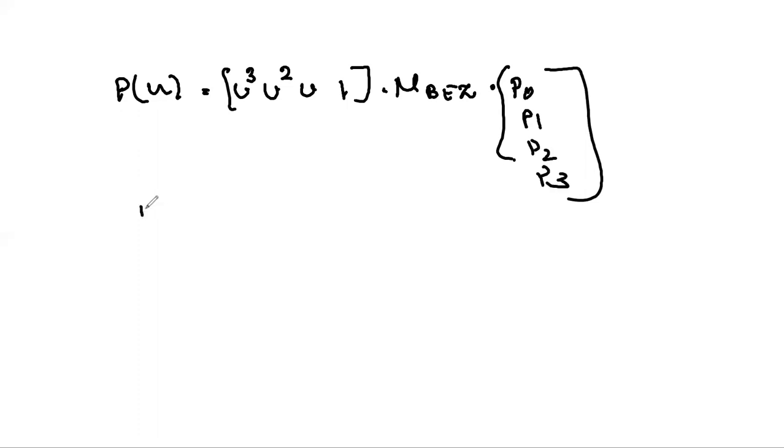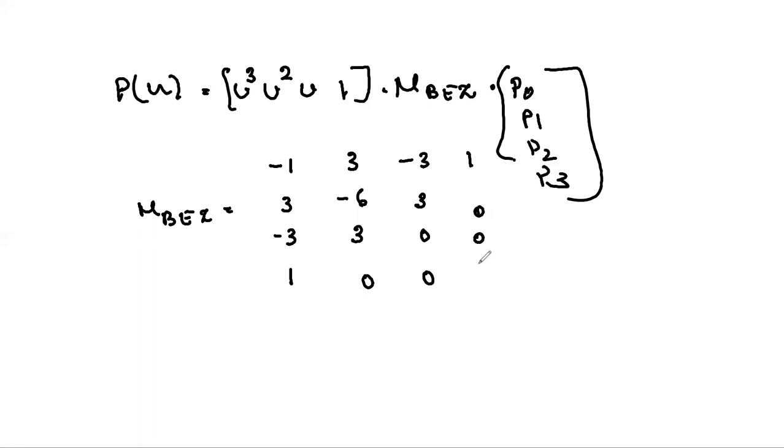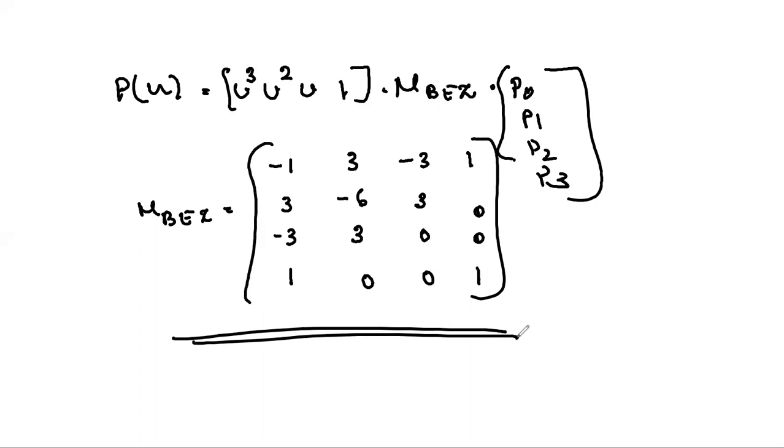So I'll say M Bezier, that is the matrix, which is equal to minus 1, 3, minus 3, 1, 3, minus 6, 3, 0. I mean, here I'm only substituting the values which we had got. So minus 3, 3, 0, 0 and 1, 0, 0, 0. So these are the points that you need to recollect while drawing the Bezier curve. Don't get confused. These are the calculations that you had done in the previous equations. You only have taken the values of it and written it here.